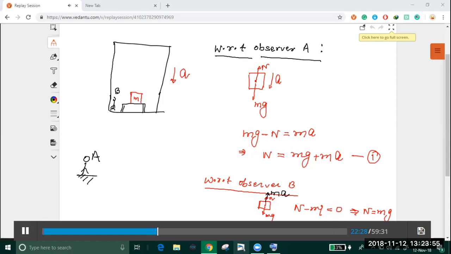With respect to observer A, the ma is the net force. Clear now?